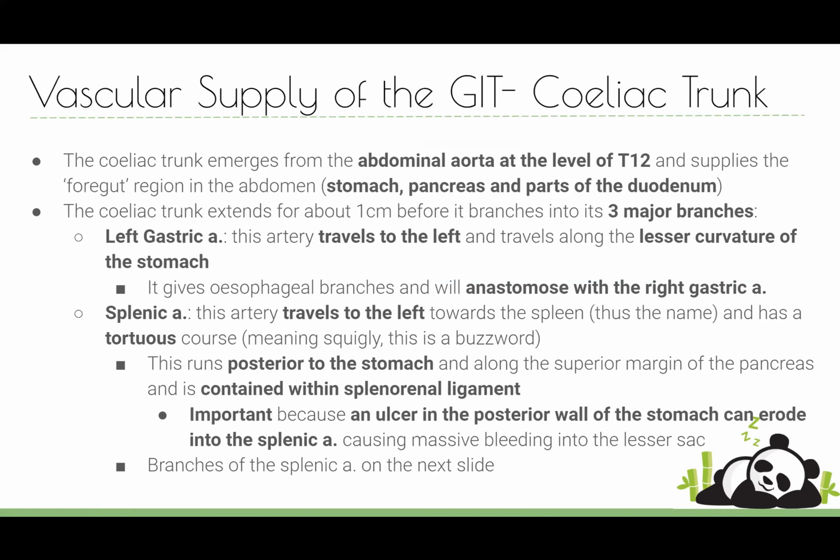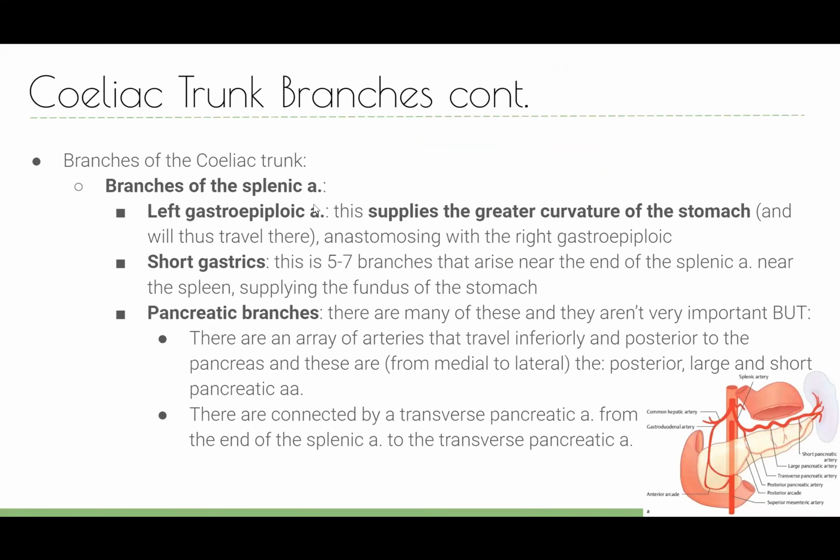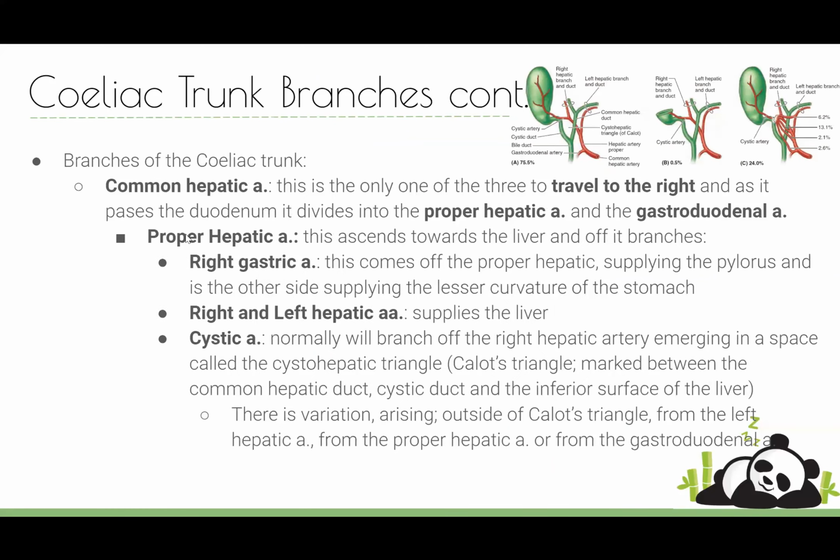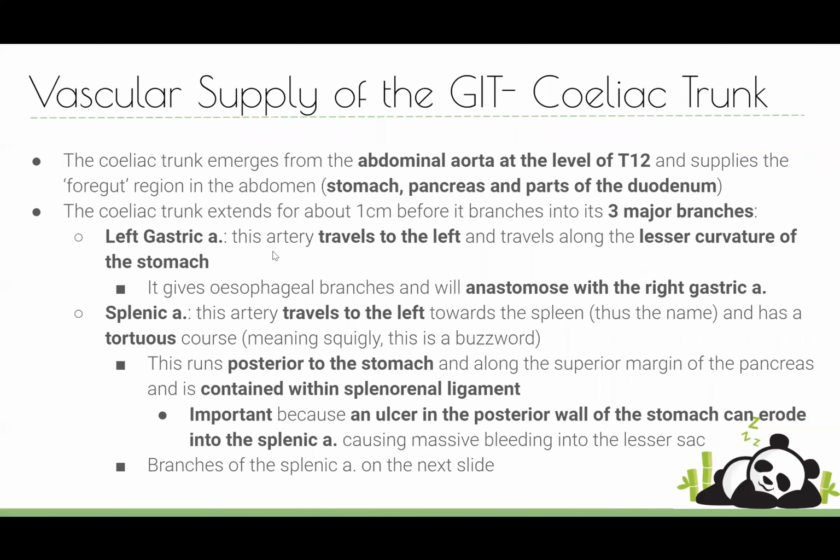So the celiac trunk will leave the aorta for about 1 centimeter before it goes into 3 major branches, and these are very important. So the left gastric artery, the splenic artery, and then the common hepatic artery afterwards. The left gastric artery will go left and travels along the lesser curvature of the stomach. This is the smallest of the 3. It anastomoses with the right gastric artery, which I'll talk about later.